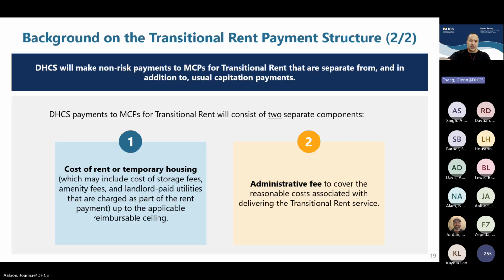Another note on the payment structure, transitional rent will be paid outside of and in addition to the usual capitation payments. There are two components to the transitional rent payment. We'll dig deeper into each component in greater detail in the next section of the presentation. At a high level, there is one, payment for the cost of rent for temporary housing, which can include coverage for certain fees charged as part of the rent payment, specifically the cost of storage fees, amenity fees, and landlord-paid utilities. And two, the administrative fee to cover reasonable costs associated with delivering the service. Next slide, please.